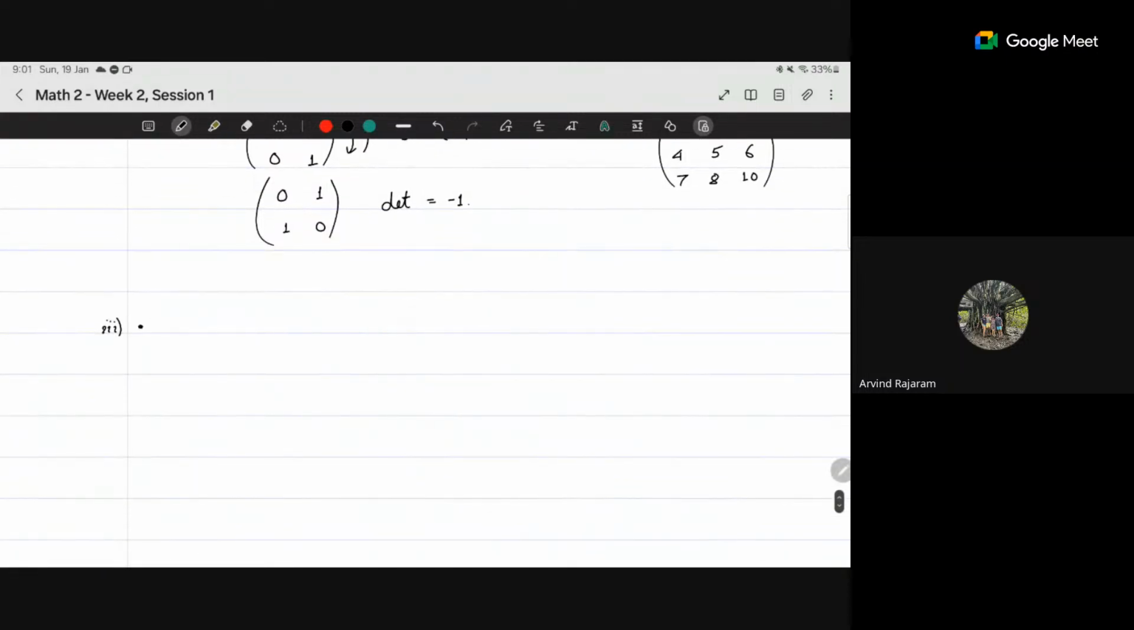So, adding constant multiples. Maybe I'll write only the rules for the rows, and for the columns it's the same. You can change the statement to columns and it doesn't matter. Adding a constant multiple of one row to another row doesn't change the determinant.